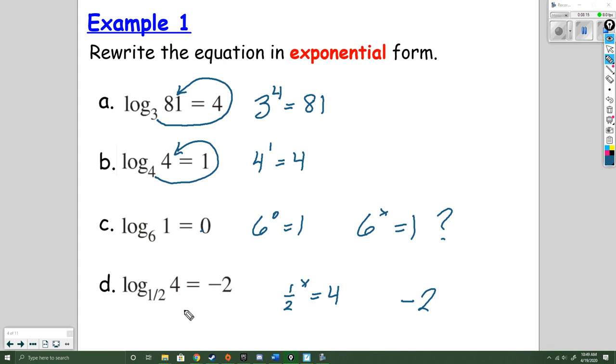All right, so 1/2 to the -2nd power. I'm going to put that in parentheses just to make sure you know that's that whole thing raised to the -2nd power equals 4.